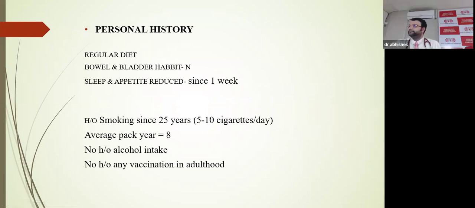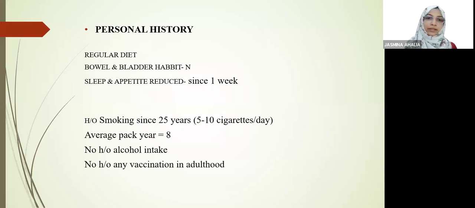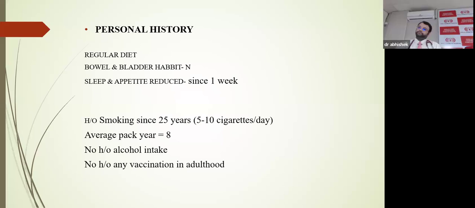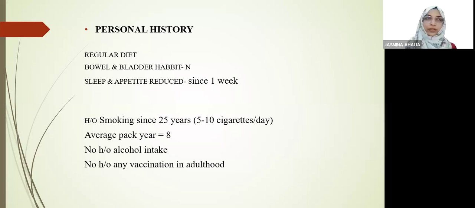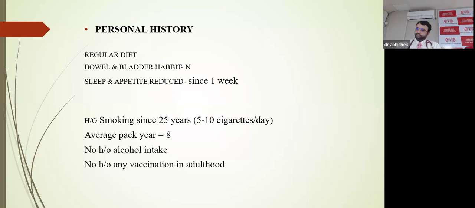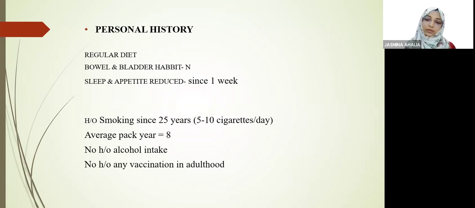Coming to personal history, he is on a regular diet, bowel and bladder habits normal, sleep and appetite reduced since 1 week. There is history of smoking since the age of 25 years, 5 to 10 cigarettes per day, average pack year is 8, no history of alcohol intake, no history of any vaccination in adult life.